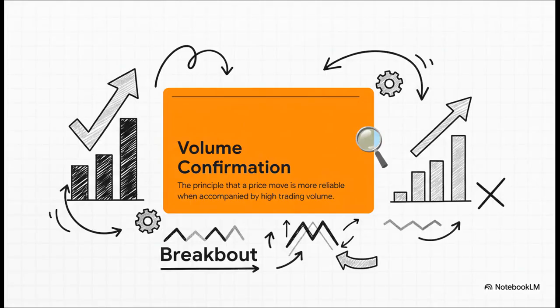This is the big one, folks. Price tells you what happened, but volume tells you the conviction behind the move. Think of it like this. A stock breaking to a new high on a massive surge in trading volume, that's a powerful, confident statement from the market. But that same stock breaking out on really light, weak volume? That's suspicious. It's much more likely to fail. Volume is your confirmation tool. It's the truth serum for price.